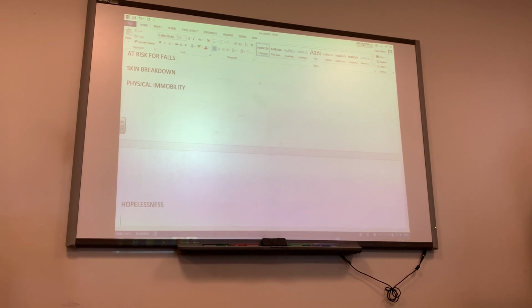Good. How about the patient is not eating very much, and not drinking much? How about at risk for dehydration? Malnutrition. Okay. And also along with that, at risk for, I think it's nutritional deficit. Okay.